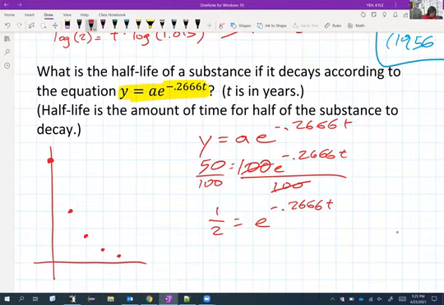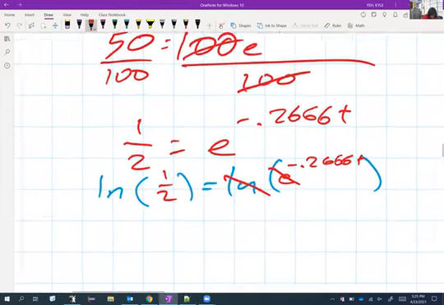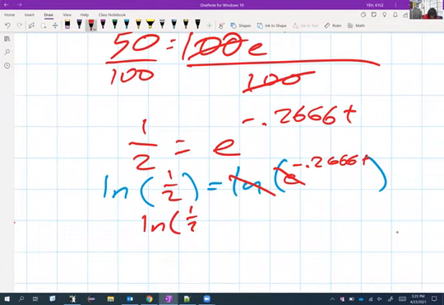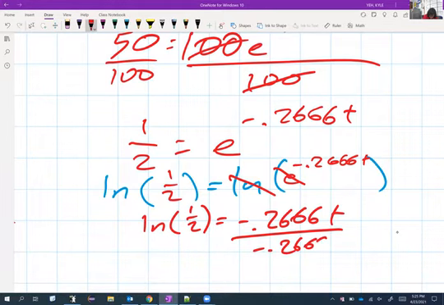How do I get rid of an e? I'm going to natural log both sides. Natural log of 1/2, natural log of e to the negative 0.2666t. So natural log of 1/2 equals negative 0.2666t. Divide by that negative 0.2666, that k value.